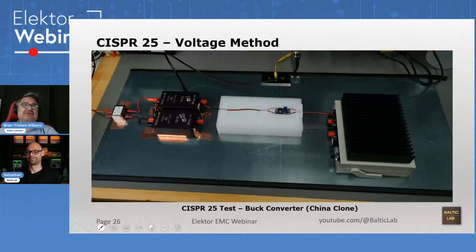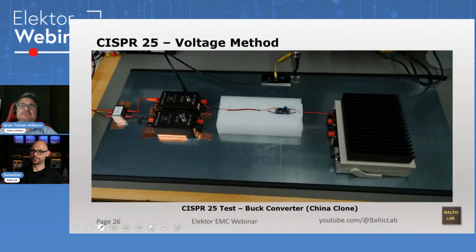Now, what you've got on the screen there, the setup looks pretty minimal, although impressive. It's two LISNs, a ground plane, and a buck converter. So for those who haven't done CISPR 25 testing, what's the most critical part of this setup? The LISN, clearly the LISN. Everything else you can get by with very cheaply.